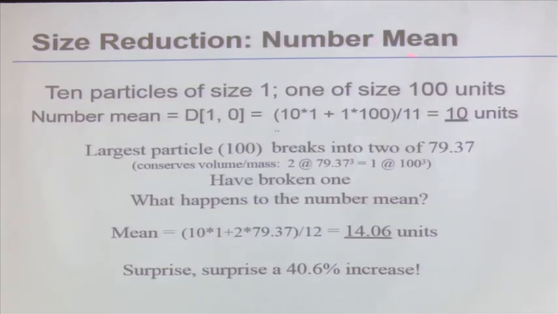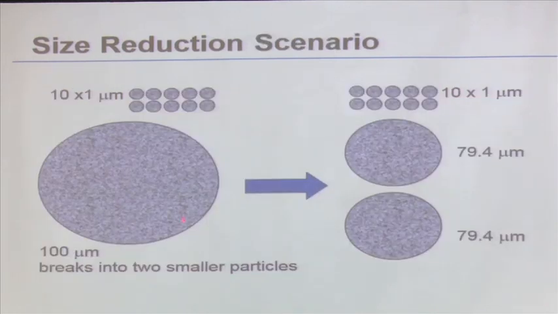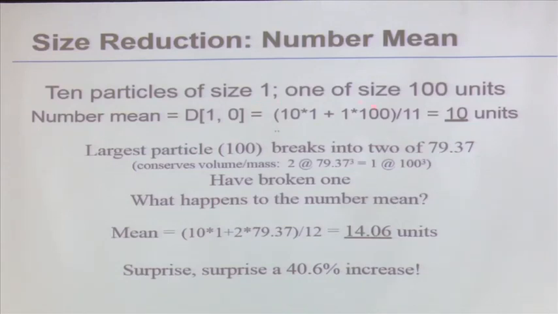Now, for the number mean of the size reduction: I have created 10 numbers of equal sizes. You see that 10 particles of size 1 plus one of size 100 units gives a number mean D10 of 10 units. So, your number mean does not change, it matches my guesstimate. The largest particle, 100, breaks into 2 of 79.37, because I have a 100 micron particle and 10 of 1 micron particles. But when going by volume, it becomes 2 particles of 79.37 micron. It conserves volume, so that is how we get 79.37.